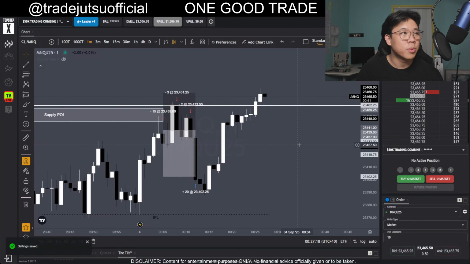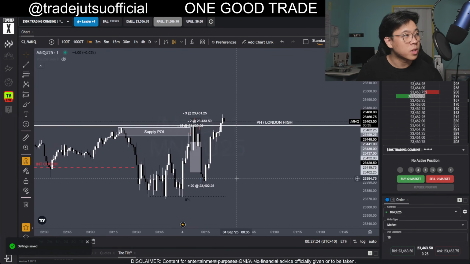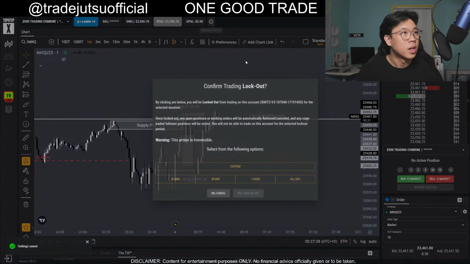Yes, 29 point stop loss. Yeah, it could have been a bit better. Definitely could have improved. But yeah, it looks like price has respected this internal protected low again. It looks like price might just shoot up. I'm done. I'm gonna lock it out.